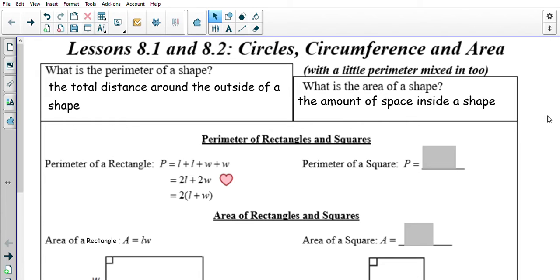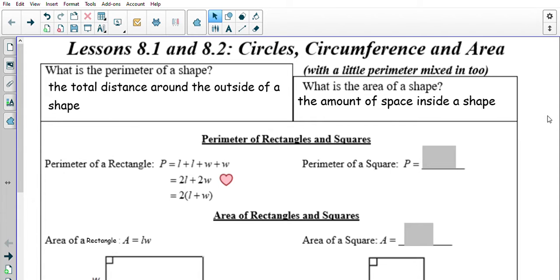Today's video comes from the lessons 8.1 and 8.2 guided notes on circles, circumference, and area, with a little bit of perimeter mixed in too. So let's start by talking about what the perimeter of a shape is, as well as what the area of a shape is. The perimeter of a shape is the total distance around the outside of a shape.